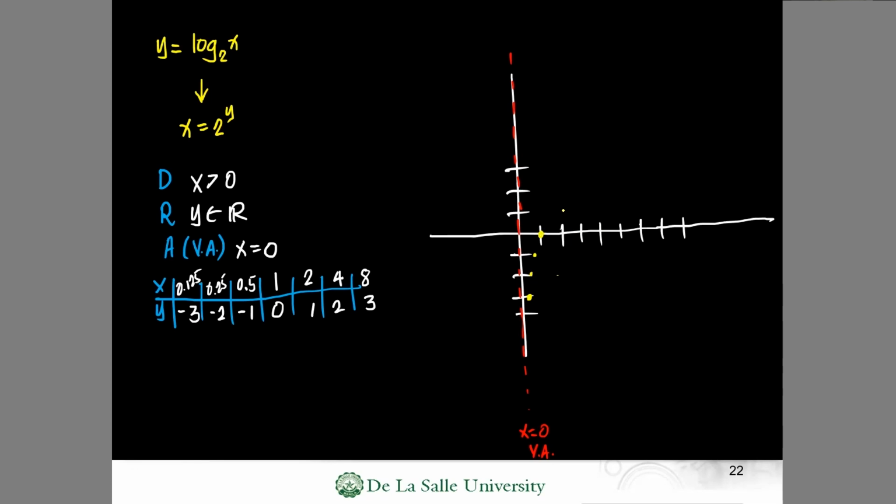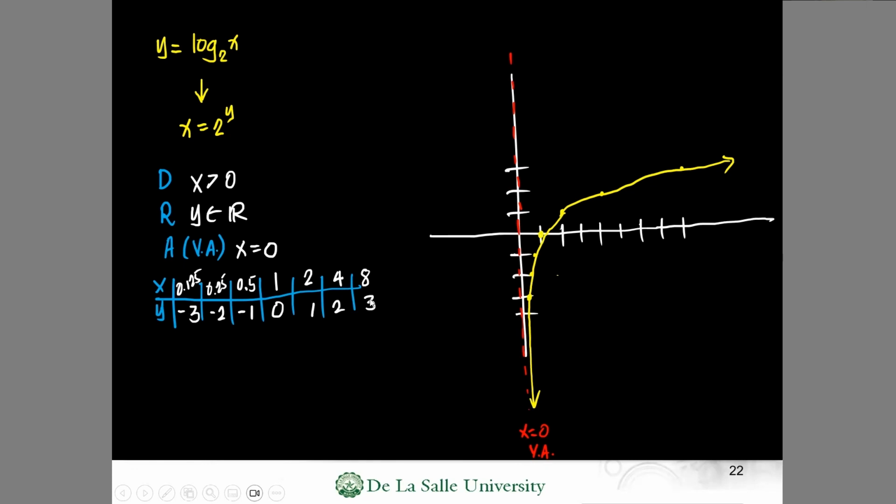X equals 2, 1. X equals 4, 2. X equals 8, 3. So the shape is something like this. Okay? That's why in here, you can see, oh, tama. The domain is everything to the right. The range, it's any real number because it goes up and down. And then is there an asymptote? Yes, it cannot cross or touch this dotted line.